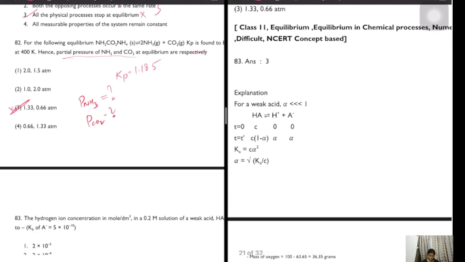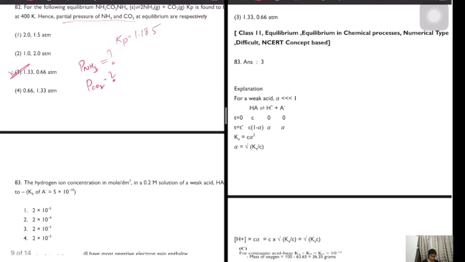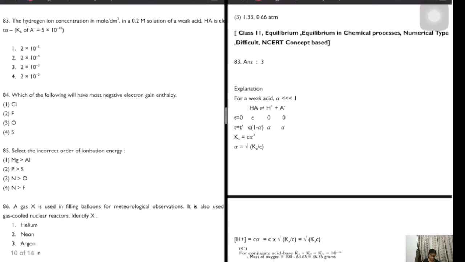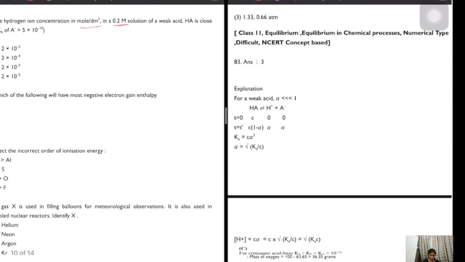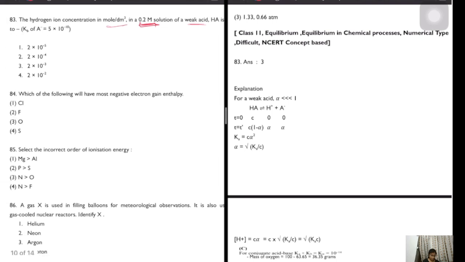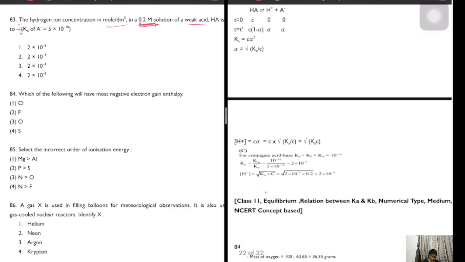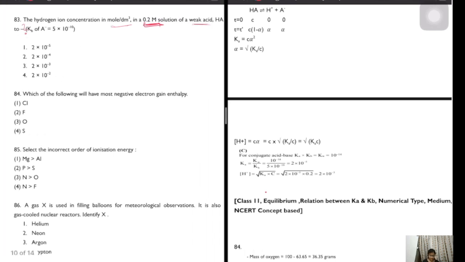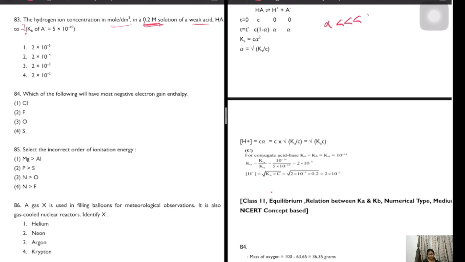Now the next question is: the hydrogen ion concentration in mole per decimeter cube in a 0.2 molar solution of a weak acid HA is close to, we have to find the concentration here. See, what is given is Kb. Now we have to note one thing. For a weak acid, alpha is very much less than 1.